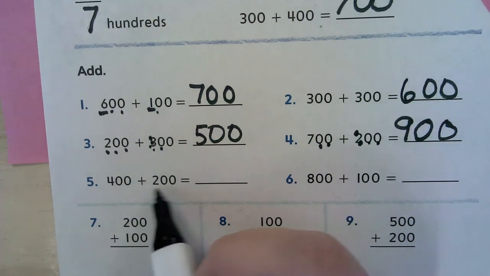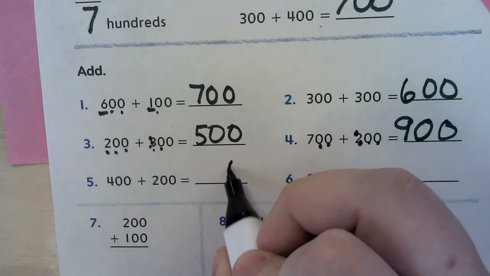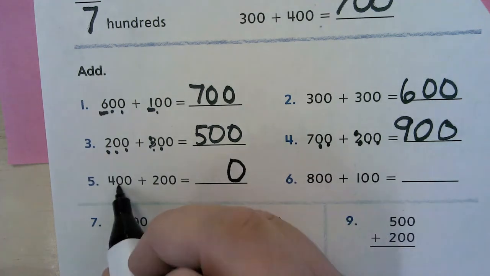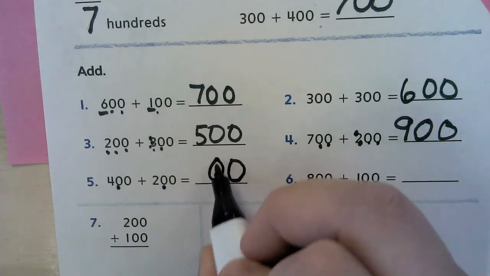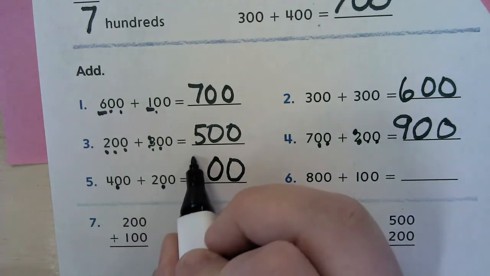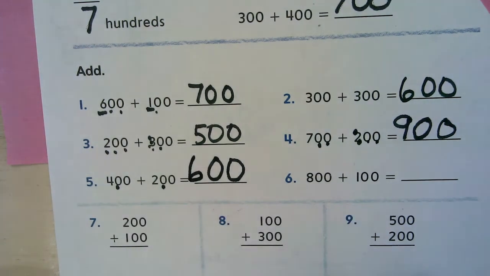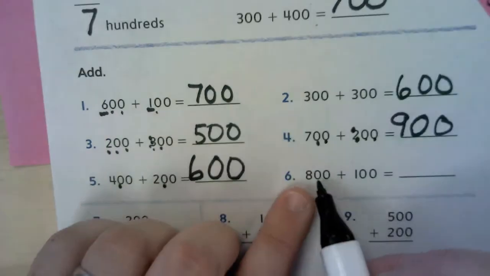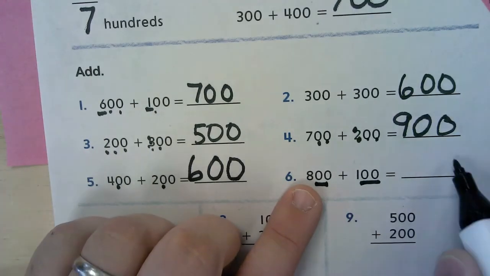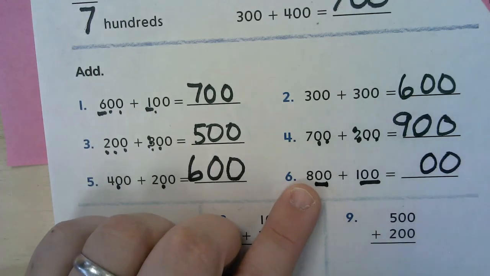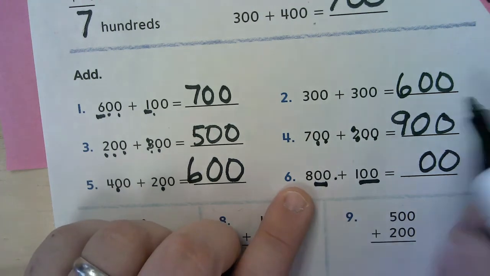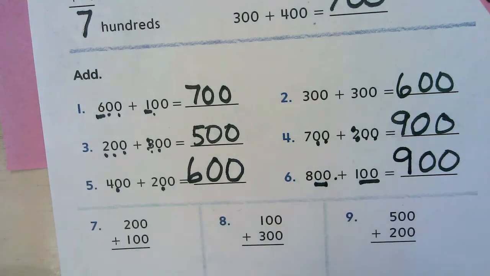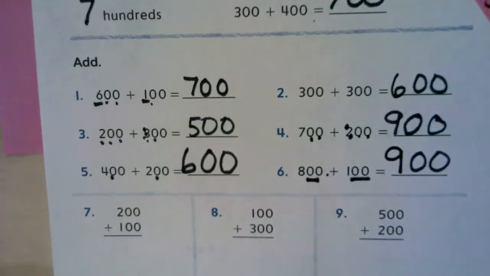But we're going to go ahead and start off. So I've got 0 plus 0. Well, 0 plus 0 is 0. 0 plus 0 is 0. 4 plus 2 is 6. For number 6, I've got 00, 00. So over here I need 00. 8 plus 1 is 9. So I have 900.